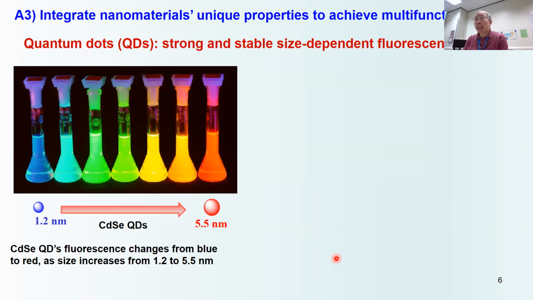Okay, so the third is that we can integrate the unique functions and properties of these nanoparticles. For example, here is an example of quantum dots. Although all of these were made from the same material, cadmium selenide, as the size of the quantum dots increases from 1.2 to 5.5 nanometers, their fluorescent emissions can be systematically tuned from blue to red under the same light excitation.